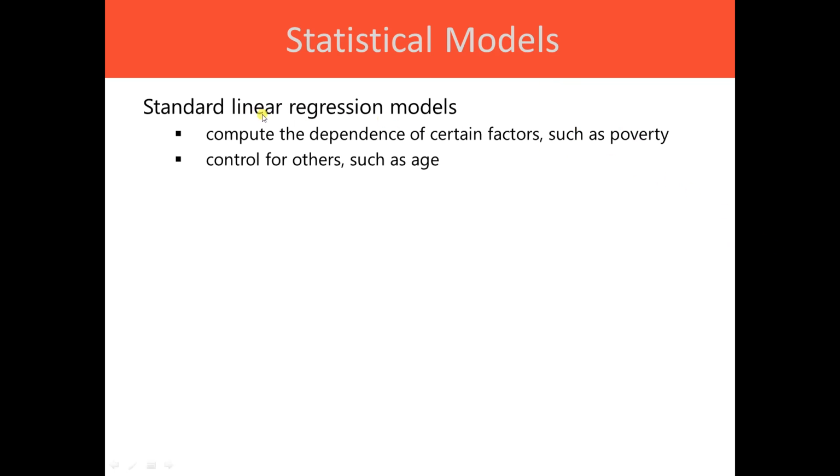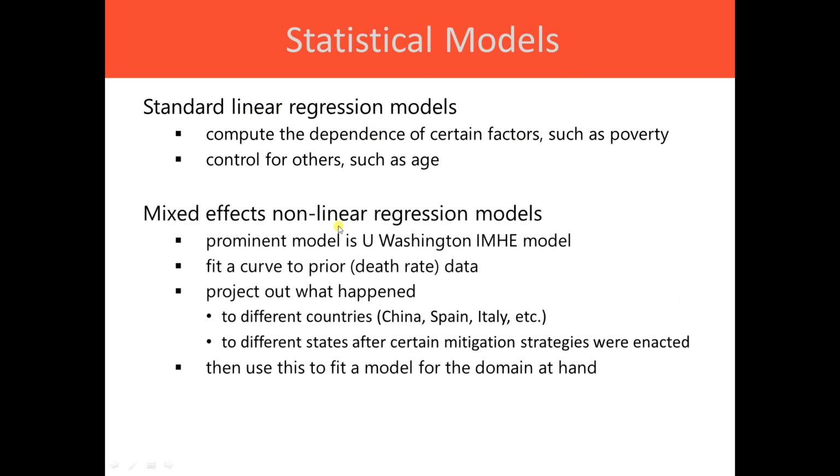Standard linear regression models, of course, are there too. You just compute the dependence of certain factors, standard linear regression, and then control for others by including those too, right? And then you can also do this mixed effects nonlinear regression model, which is very famous, the IHME model from the University of Washington, which was very early on. It was amazing. The White House actually adopted it, and in the beginning they were somewhat wrong, but they have caught up. And they basically fit the curve to prior data.